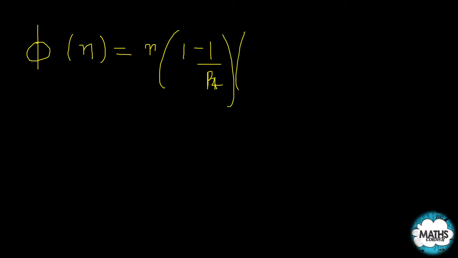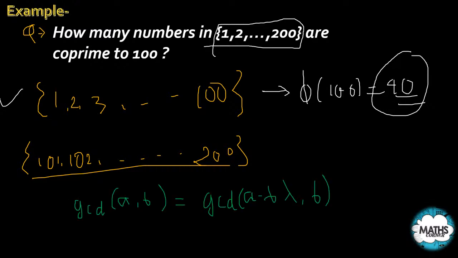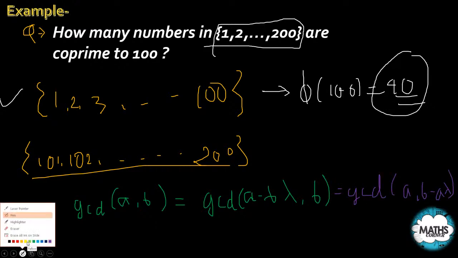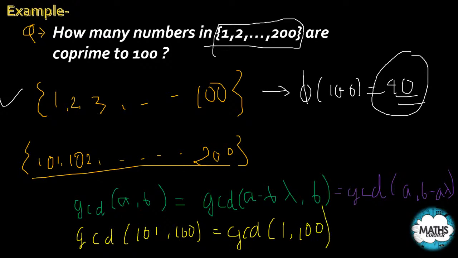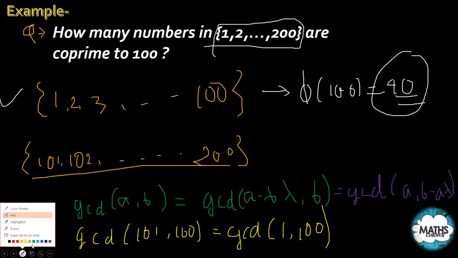Now, GCD can remove the multiple of another number from a number. We can also write this as a, which is also equal to GCD of, using this fact, I will use this. So what will be GCD of 100 comma 1? Here I will take lambda as 1, so this will be GCD of a minus lambda b. So 101 minus 100 becomes 1 comma 100. So GCD of 101 comma 100 is GCD of 1 comma 100. Similarly, GCD of 102 comma 100 is GCD of 2 comma 100.